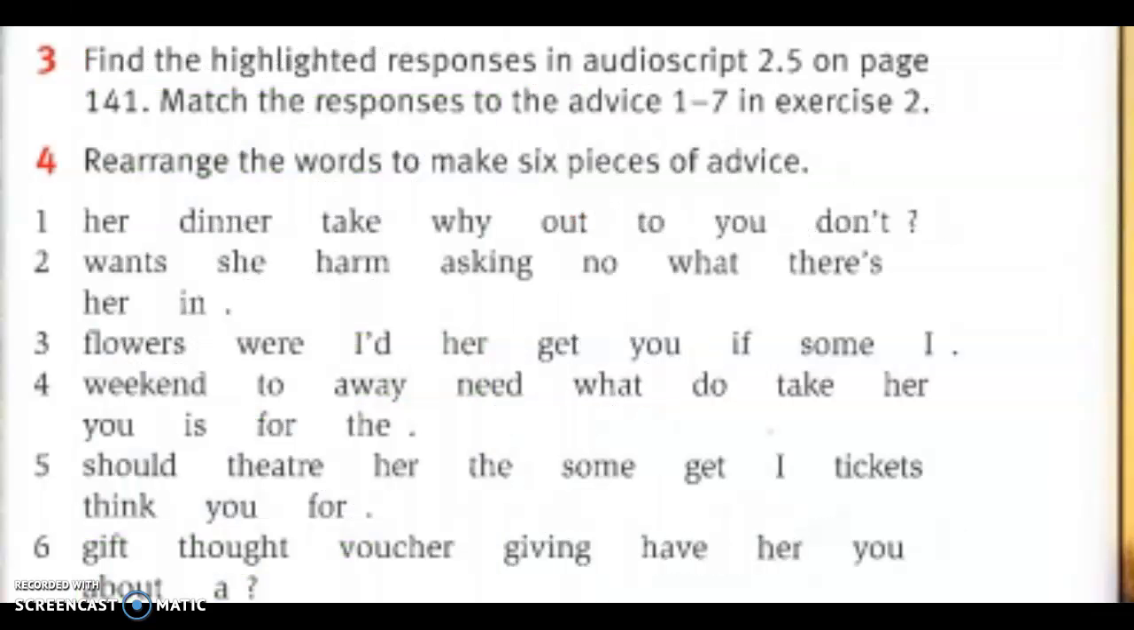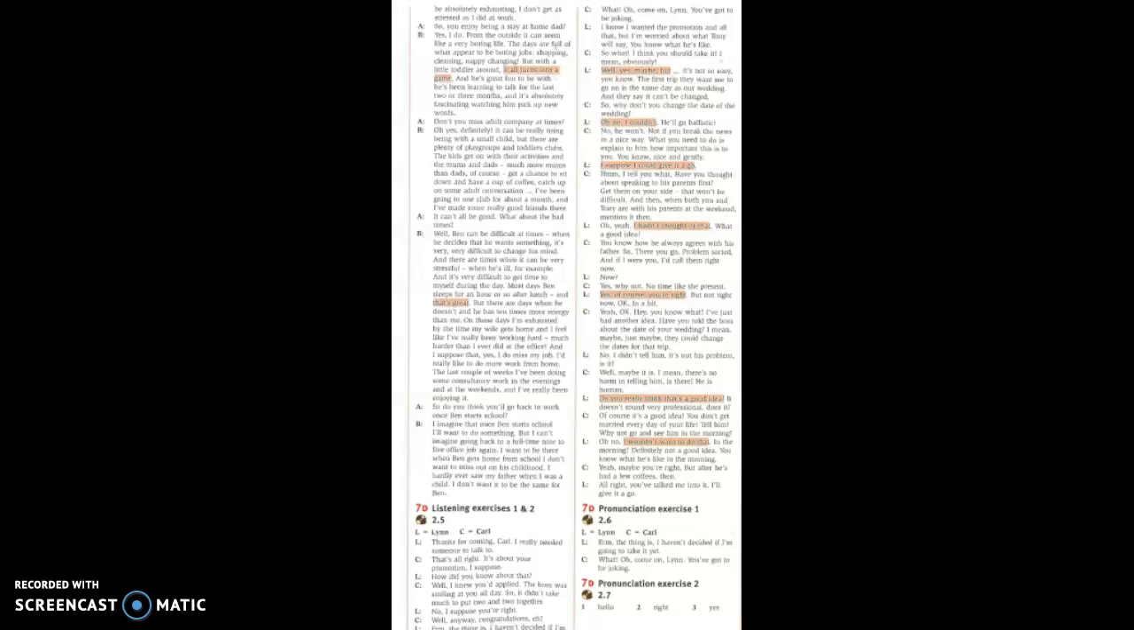So now students have learned how to give advice in different ways. They need to know how to respond when people give them advice. So exercise 3 says find the highlighted response in the audio script and match the responses to the advice 1 to 7 in exercise 2. So students can look at the audio script and you can see in red here highlighted we've got the different responses to the advice. And all they have to do is go back to the previous exercise and match these responses to the correct piece of advice.